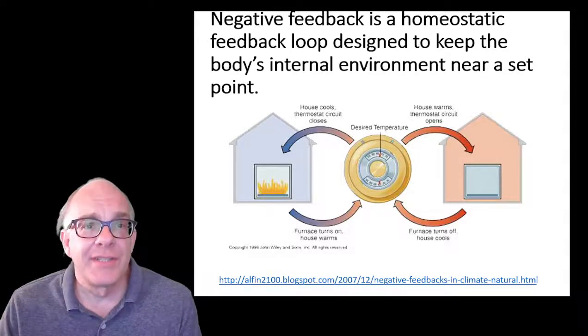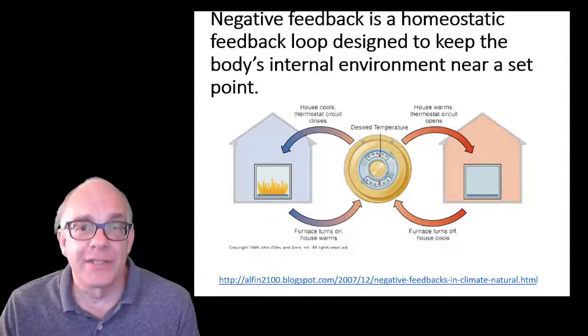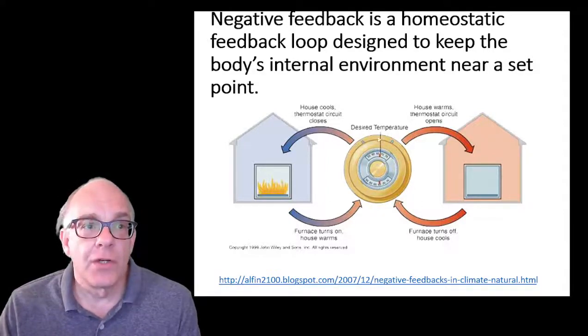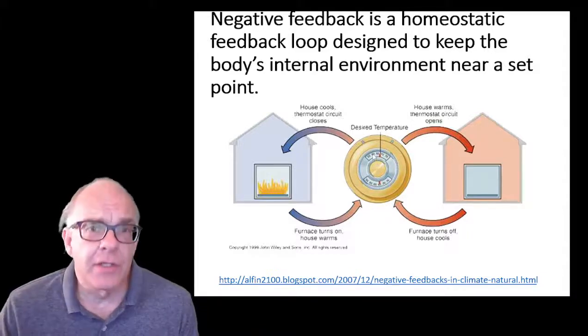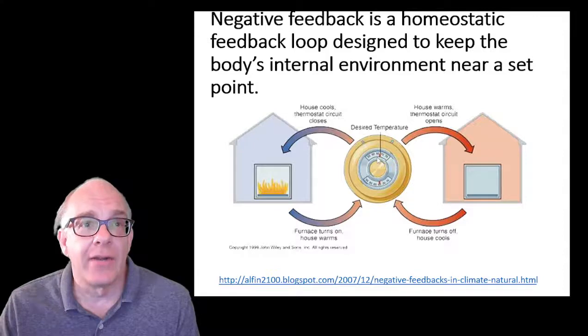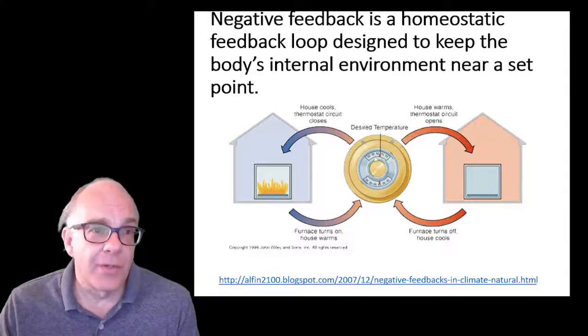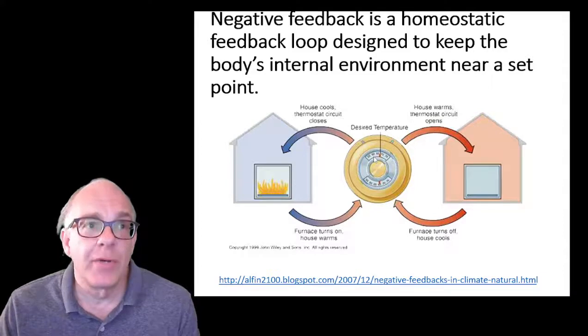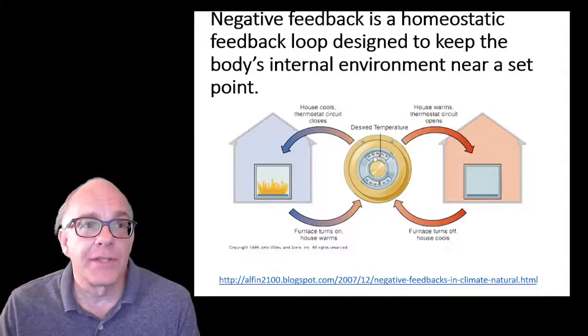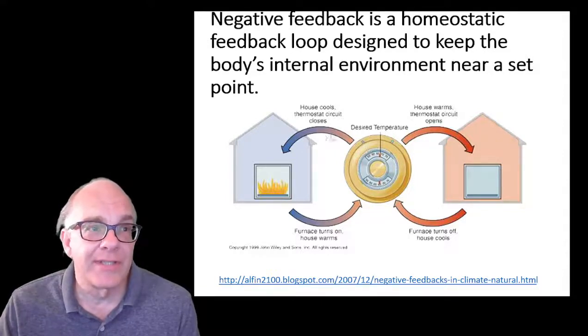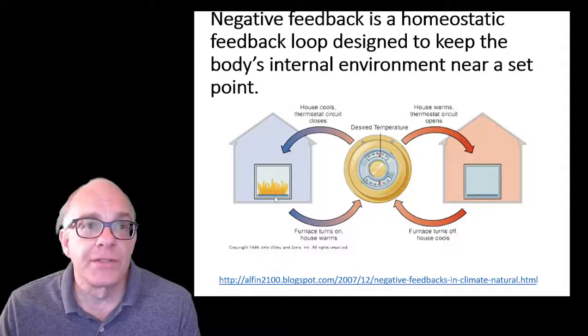One of the easiest examples to look at in terms of homeostasis and negative feedback is the heating system within our house. Over here we have a thermostat that's going to be our sensor, set at a specific desired temperature. As the house or room starts to cool, the room temperature drops below the set point. The sensor within the thermostat recognizes that and sends a signal to the furnace, and the furnace turns on.